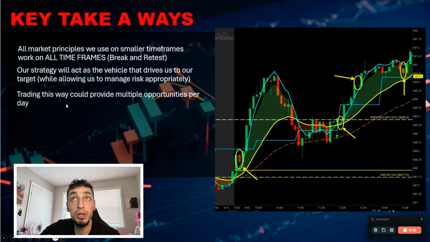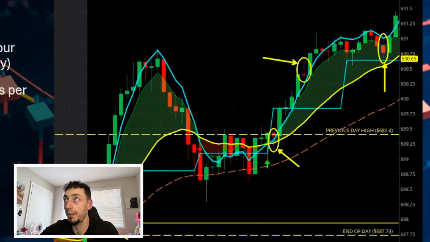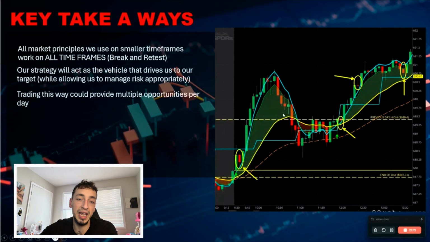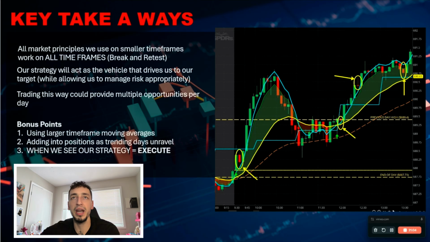Trading this way can provide multiple opportunities. As you see right here, we have multiple opportunities. We got a long play right here, right here, right here. Okay, so once again, just waiting for the RBI and GBI is all you have to do at the key level. Okay, and this is how I look to trade each and every single day.